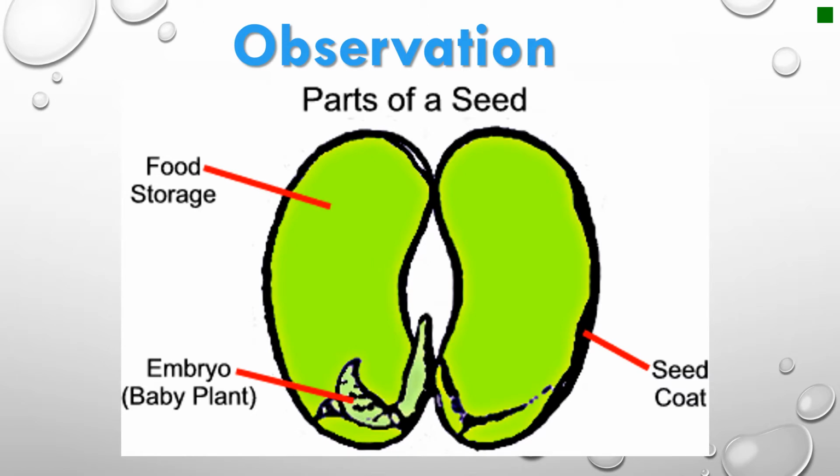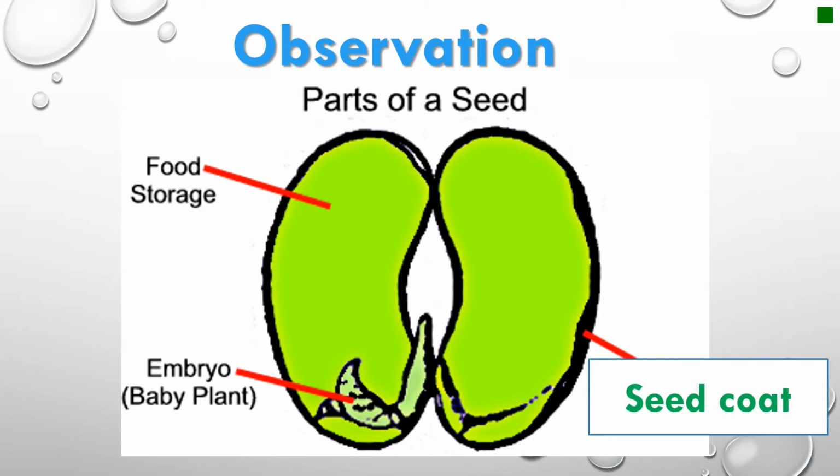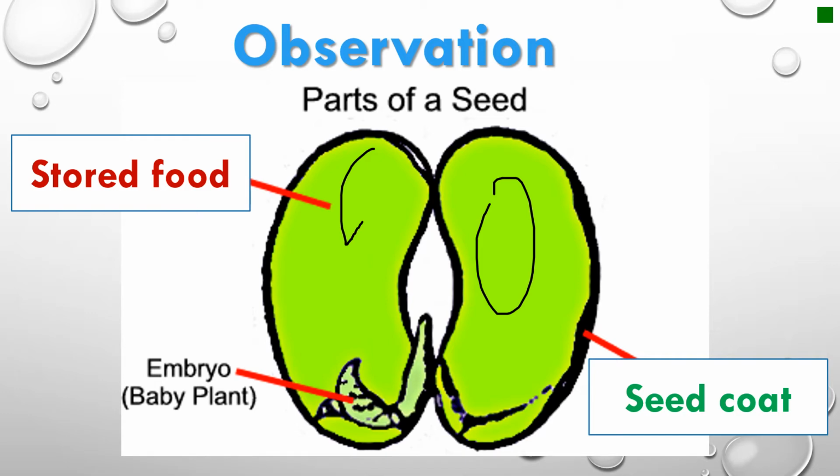We will see three different parts here. First, the cover. As you know, we removed the seed coat. If I open the seed, I will see a big part. That's where the green color is. So, what do we call this part? This is the food storage, or I can say stored food. The third part, which looks like a small plant, is called the embryo or baby plant.